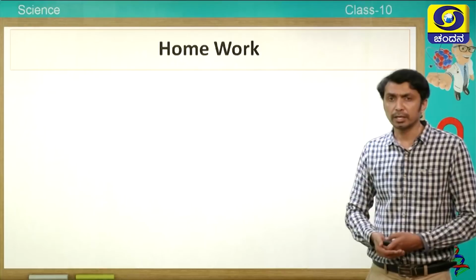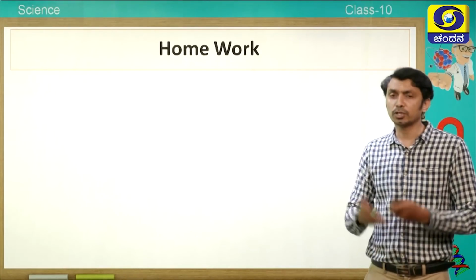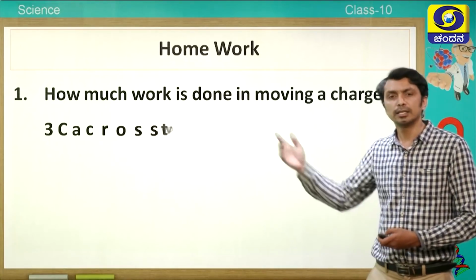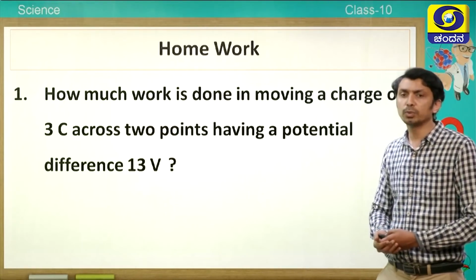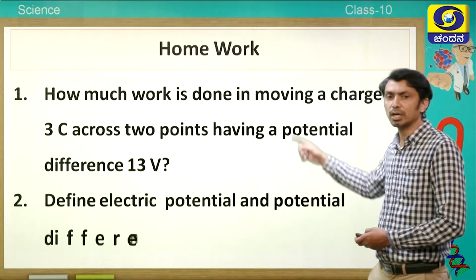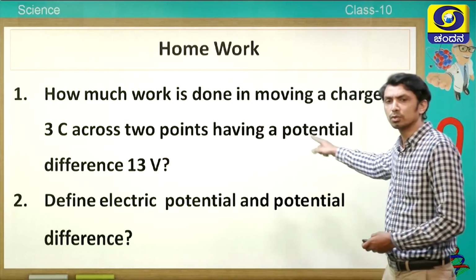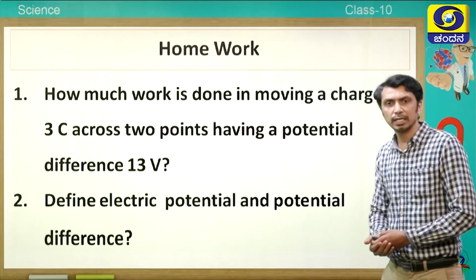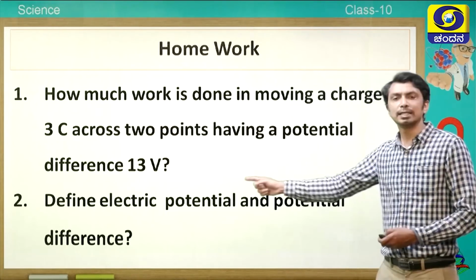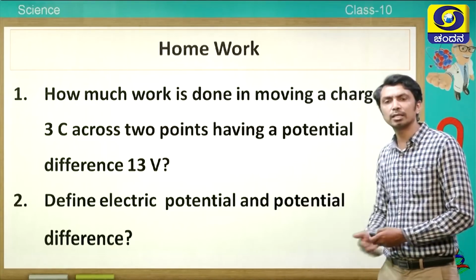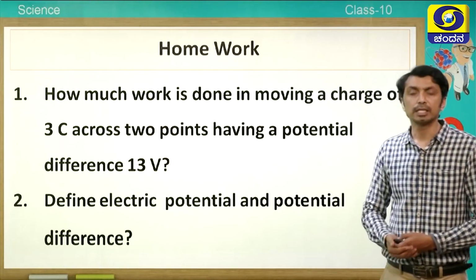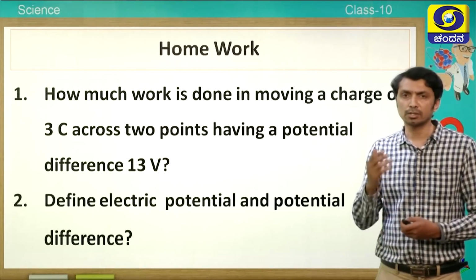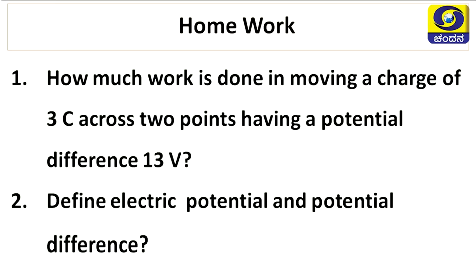Children, whatever you have learnt today, what you need to do is try to solve it. Here is the first question. How much work is done in moving a charge of 3 coulomb across 2 points having a potential difference of 13 volt? Please write it down. Define electric potential and potential difference. I think you have noted down the homework. Don't miss out on this. Solve it and solve as many questions in the exercise.